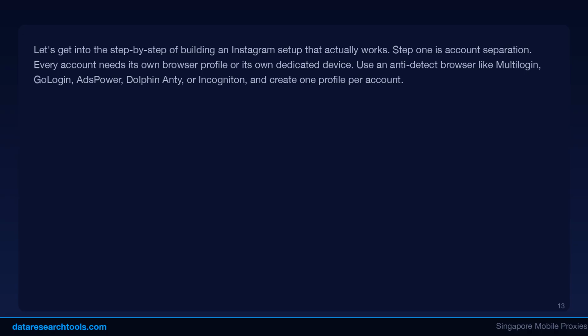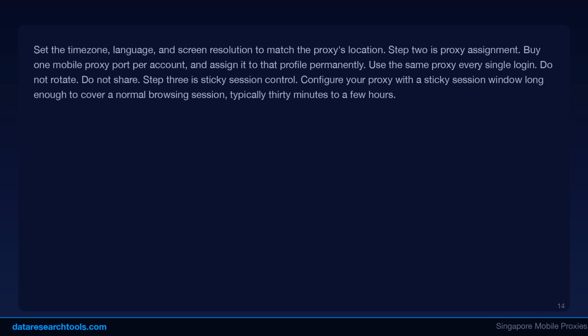Step 1 is account separation. Every account needs its own browser profile or its own dedicated device. Use an anti-detect browser like Multilogin, GoLogin, AdsPower, Dolphin Anty, or Incogniton and create one profile per account. Set the time zone, language, and screen resolution to match the proxy's location.